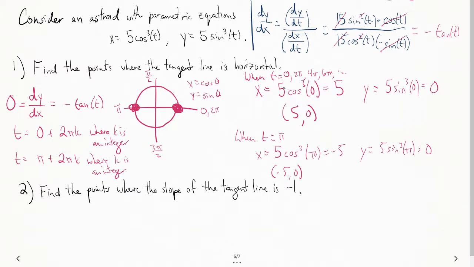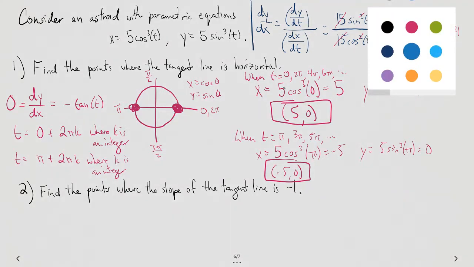And notice any multiple of pi plus 2 pi k is going to be a repeat of the sine and cosine values. So 3 pi, 5 pi, all these will correspond to those same points. So the 2 points where they're horizontal are (-5, 0) and (5, 0). And there's no others, right? That's it.